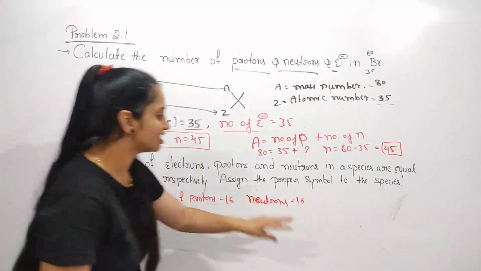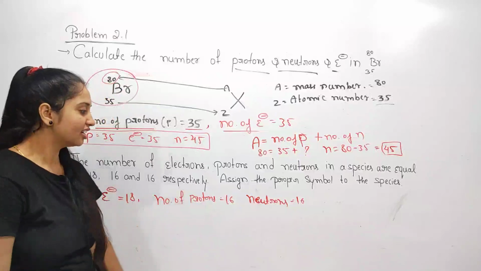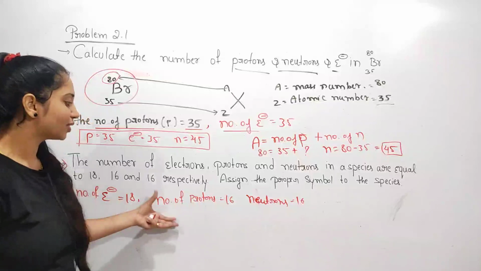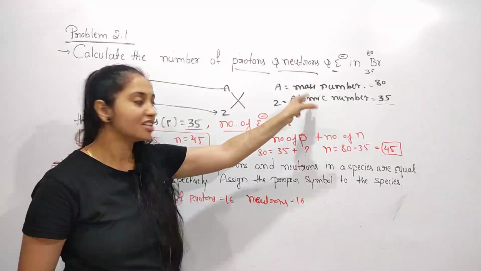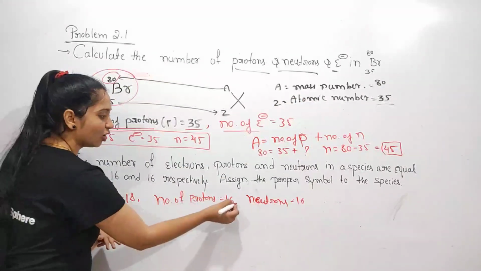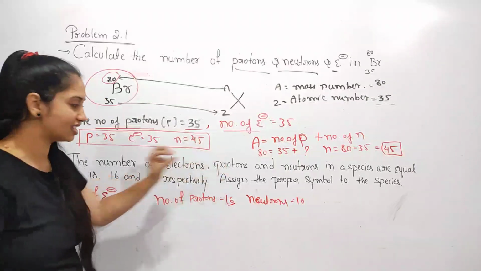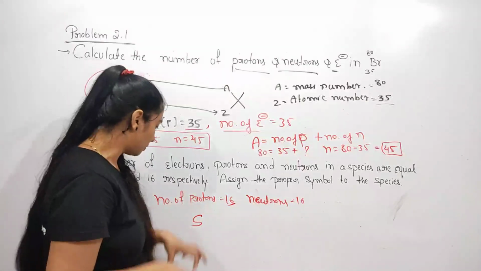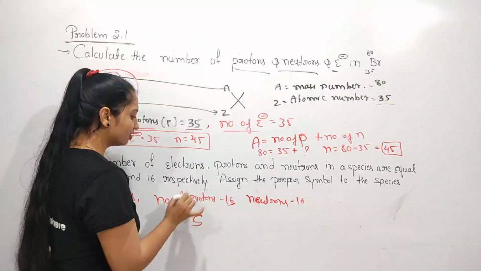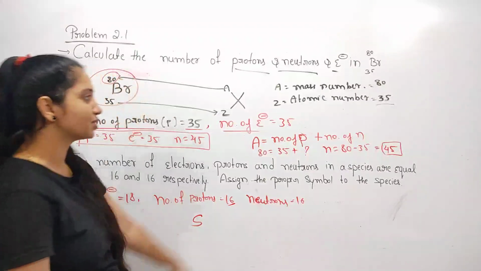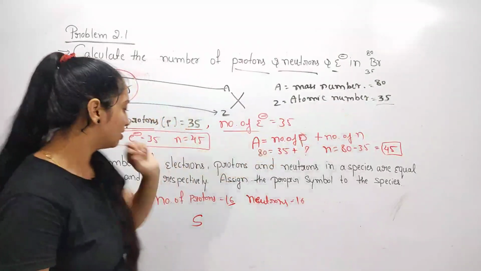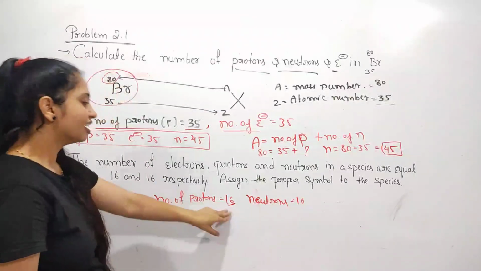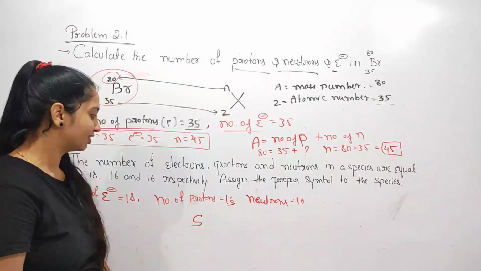So, 16 is our sulfur number. The number of protons is equal to the number of electrons. The number of protons is equal to the atomic number. So, the atomic number is 16. Obviously, our species is sulfur. Once you observe here, the number of protons is equal to the atomic number. So, the atomic number is 16, then obviously our species is sulfur.